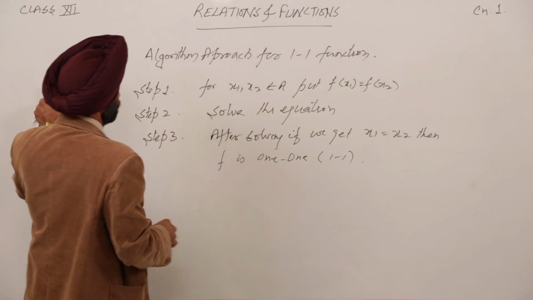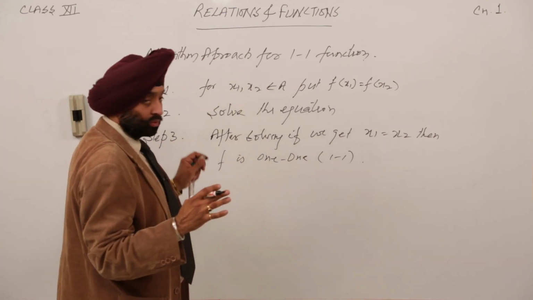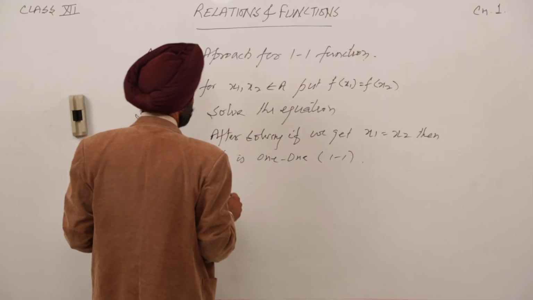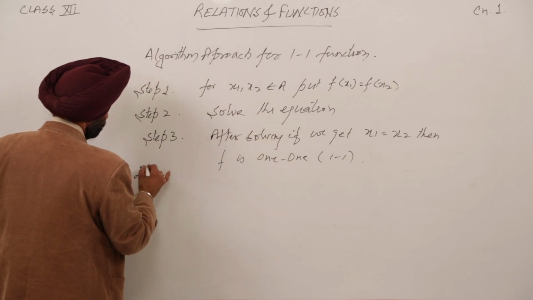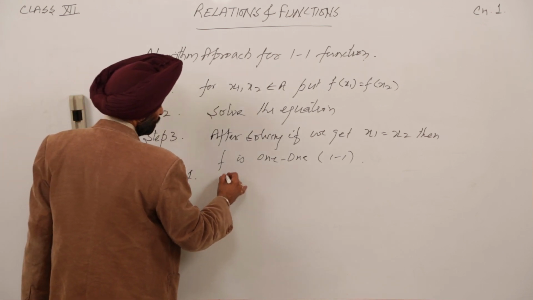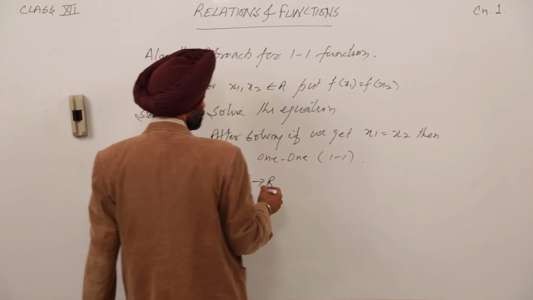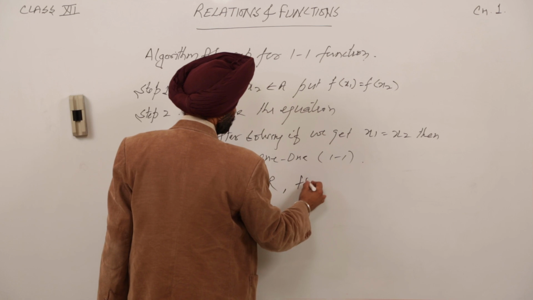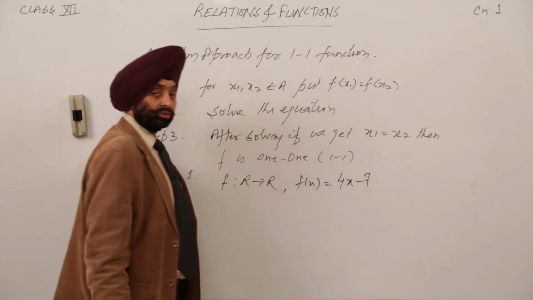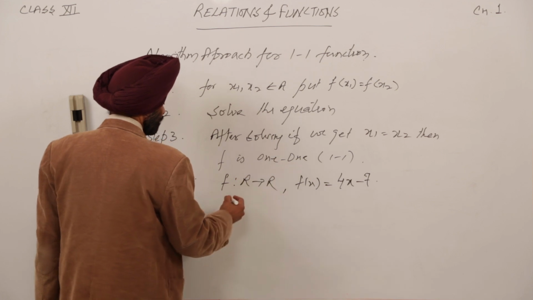Now let's move with another example. Now I am going to give you 2-3 different types of examples. Just go through it. Now let it be example number 1. Example 1 is a function defined from a set of real numbers such that f(x) is equal to 4x minus 7. Suppose this is the question number 1. This is the question: it is 4x minus 7.